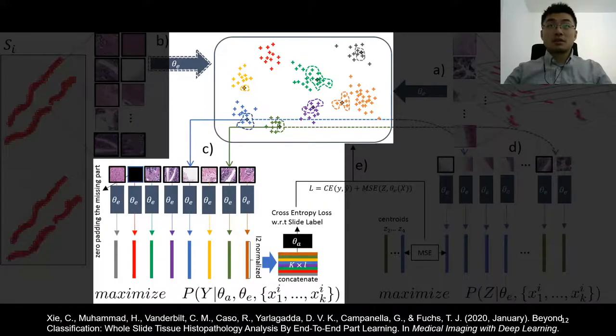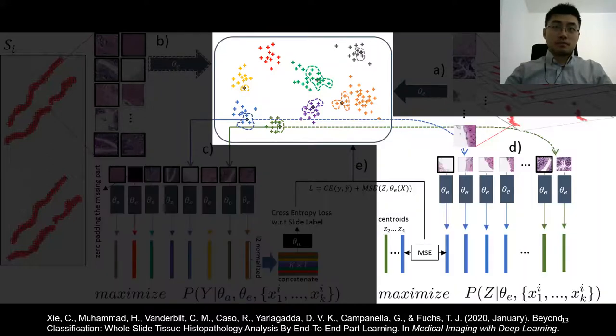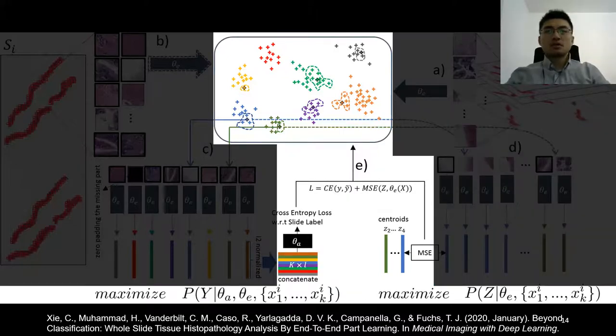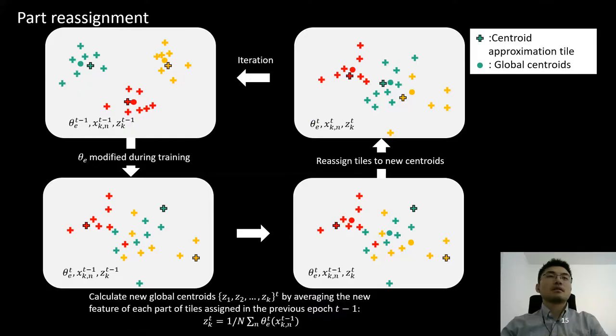Then we select the nearest tile to represent these slide specific centroids, and feed these representative tiles towards the integrated model, and also push these tiles towards their centroid by MSE loss. Then these two losses were trained concurrently.